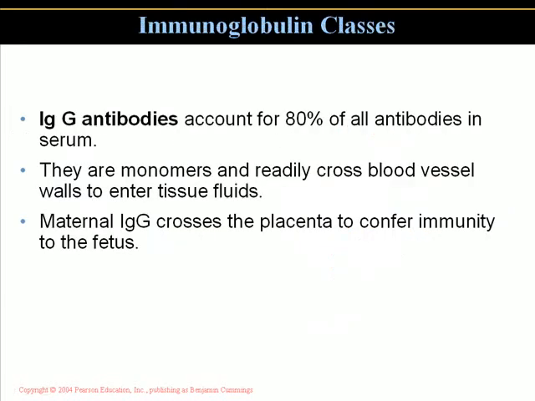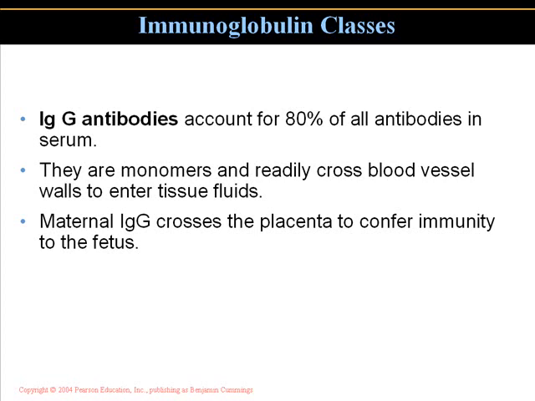Now, IgG antibodies account for 80% of all antibodies in the serum. So this is the most common type, that's a test question, the most common antibody found in our system, IgG antibodies. 80% of all antibodies in the serum. Their monomers readily cross the blood vessel walls and enter into the tissue.